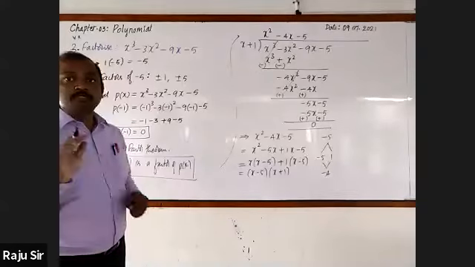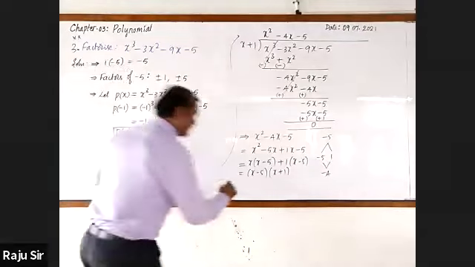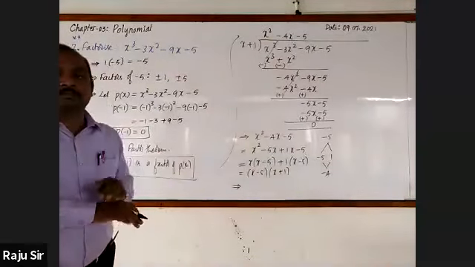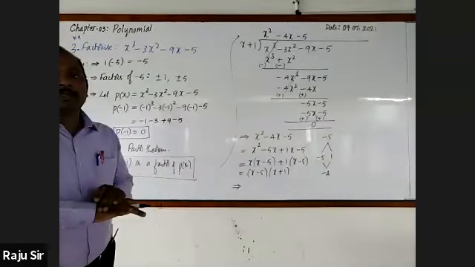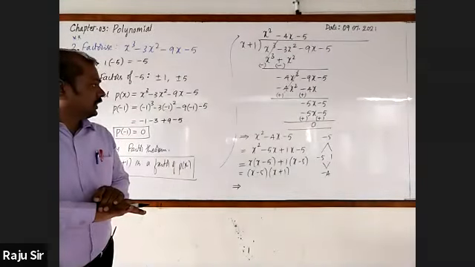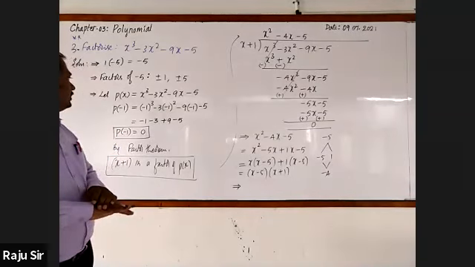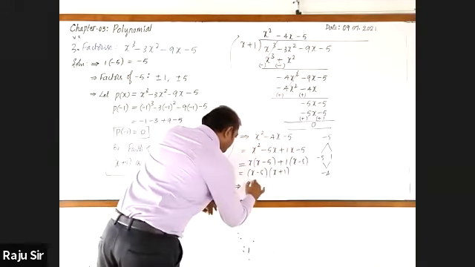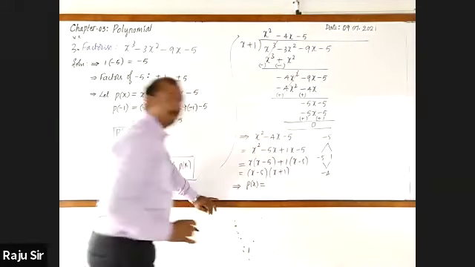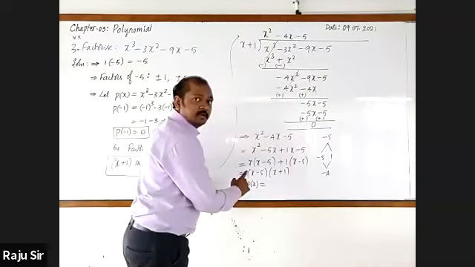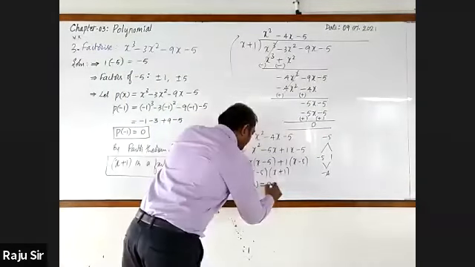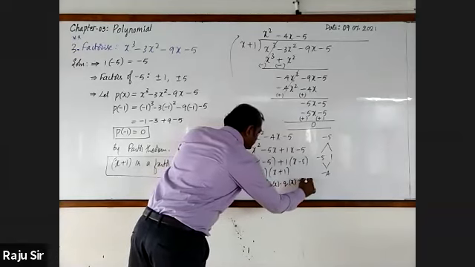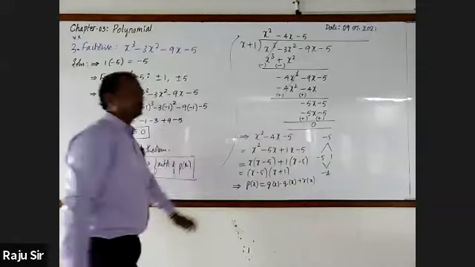Still, if you want to give justification before writing the conclusion, I'll write one statement. Please stop writing and observe. You all know that P of x is equal to g of x into q of x plus r of x. Is it?